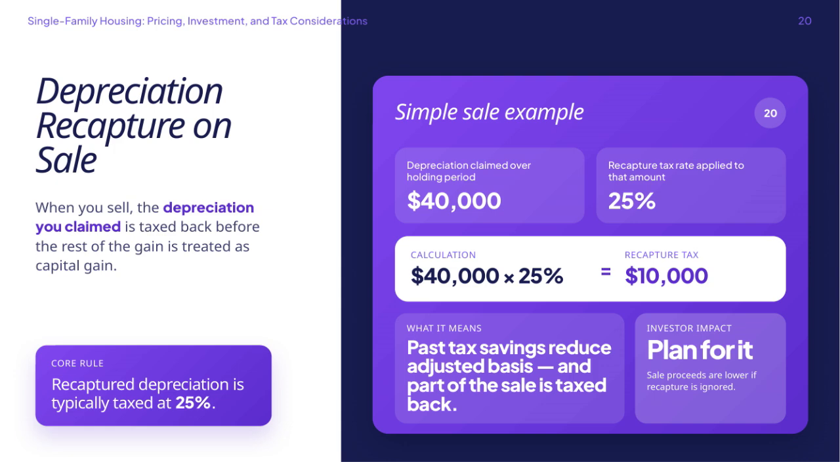This happens because the depreciation reduces your adjusted basis in the property. So part of your sale proceeds will effectively be taxed again as income instead of capital gains. The key takeaway here is to plan for depreciation recapture when selling, as ignoring it can mean underestimating your tax liability and overestimating your net proceeds. This is especially important for investors, as it can significantly impact the financial outcome of the sale. Understanding this helps you prepare better and avoid surprises during the transaction.